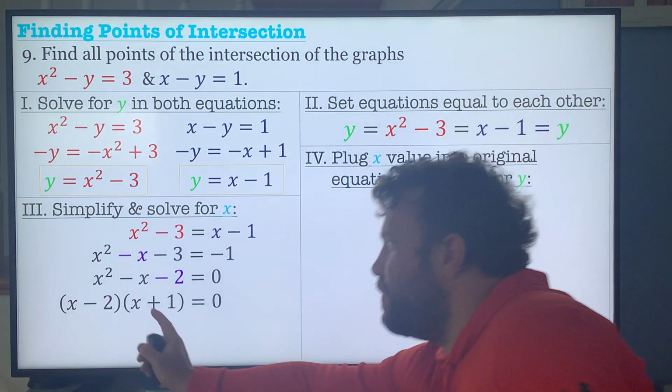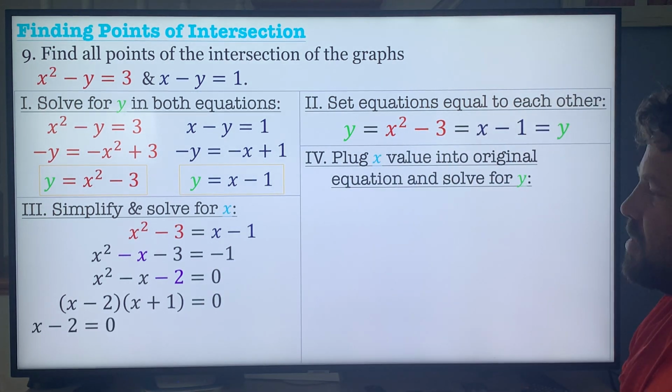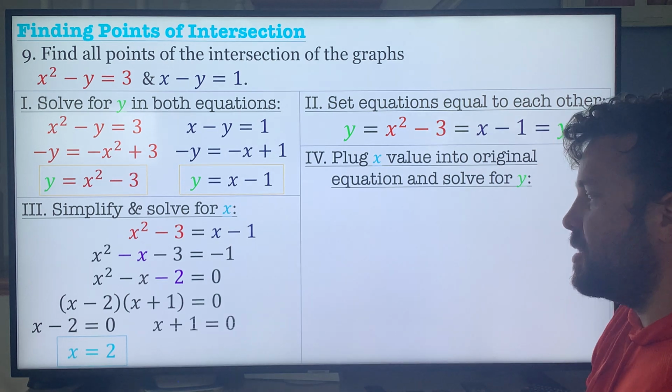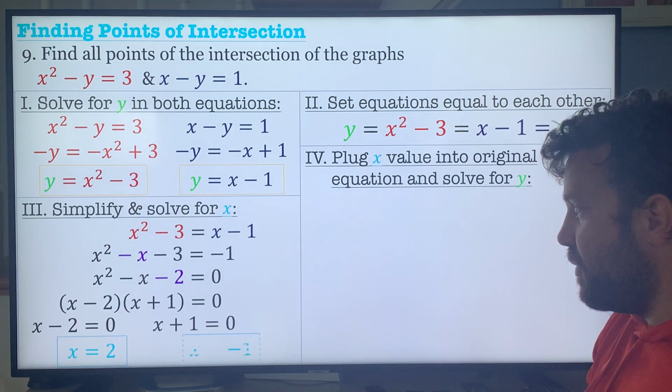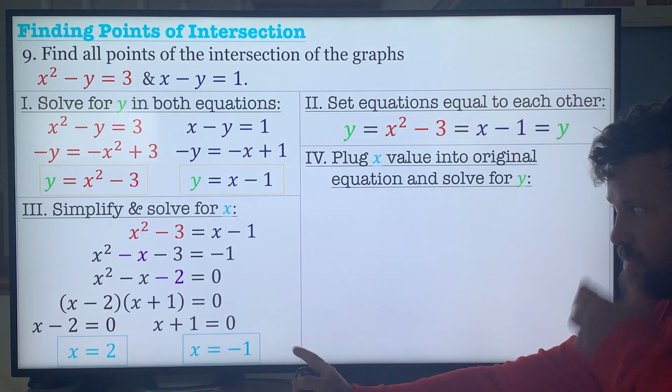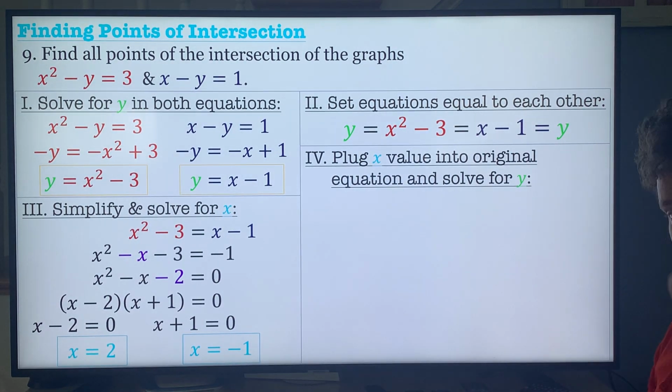So I set both of these equal to 0 now. x minus 2 equals 0, so x equals 2. And x plus 1 equals 0, and x equals negative 1. Just in case you're wondering, I added 2 to both sides here, and I subtracted 1 from both sides here. So I have two x values.